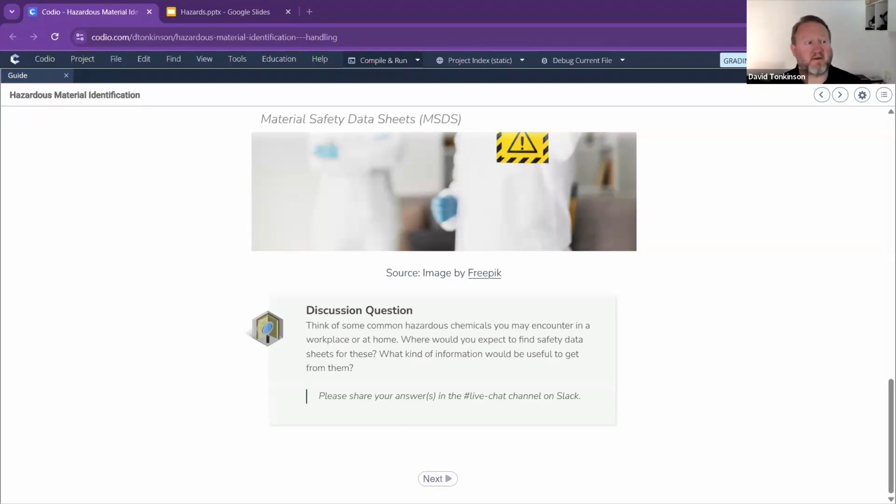Stefan's given a good example there. Batteries, an alkaline battery leak. Where would you expect to find safety information about batteries? B says cleaning supply at homes. Google's a good answer. The packaging, yes. If you open packaging on batteries, there's normally safety information on it.